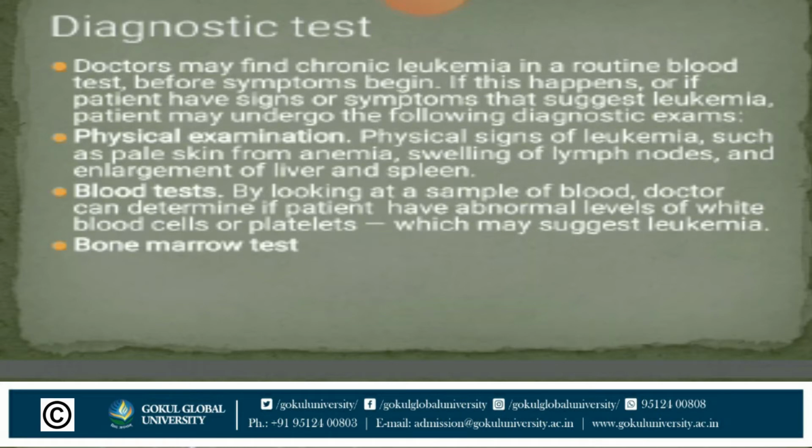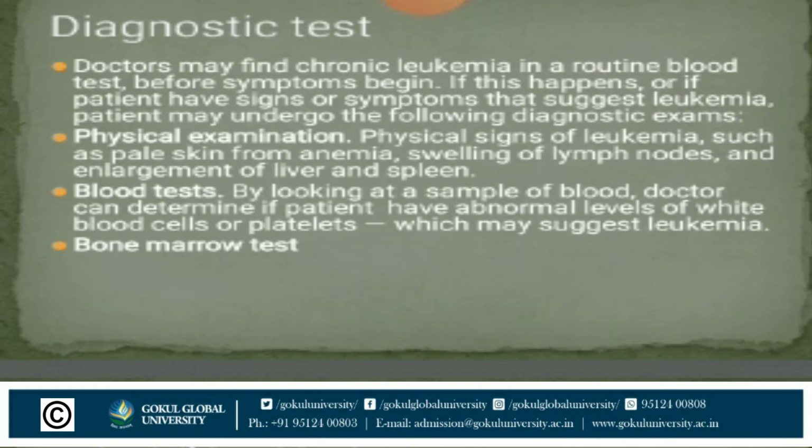In the first one, physical examination, physical signs of leukemia include pale skin from anemia, swelling of lymph nodes, and enlargement of the liver and spleen. We identify all these things in the physical examination because we perform a complete head-to-toe assessment. So we can easily identify swollen lymph nodes or enlargement of the liver or spleen, then the color of the skin and any other infection present on the skin.